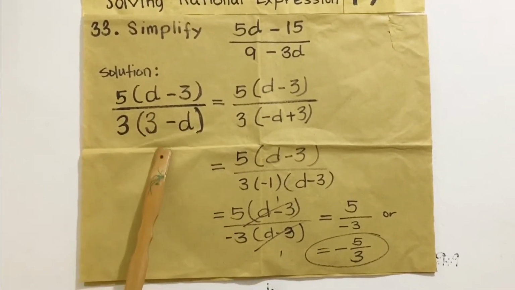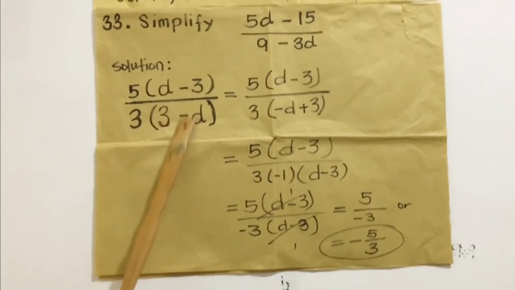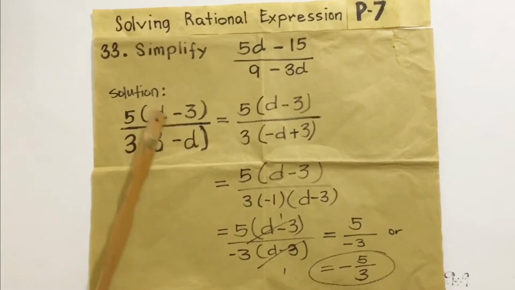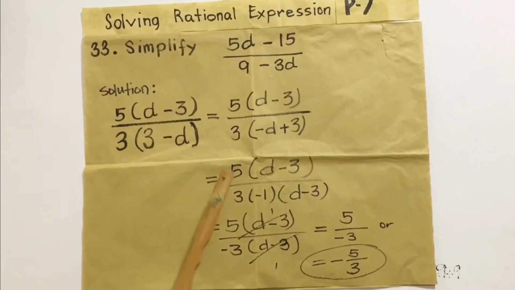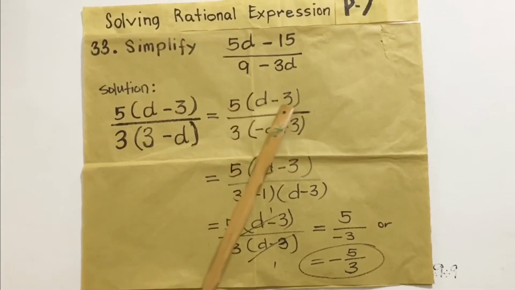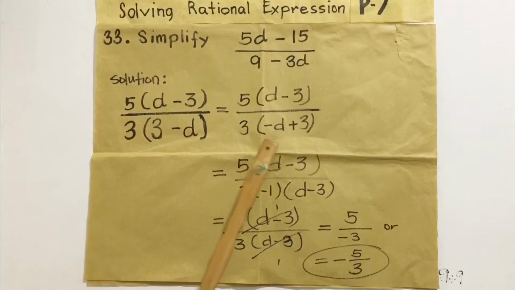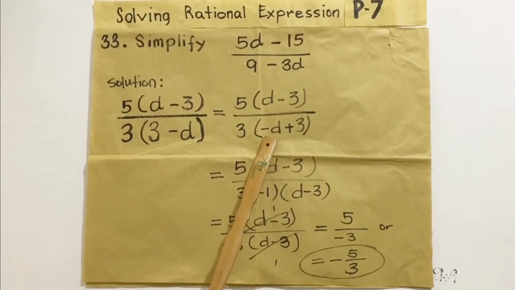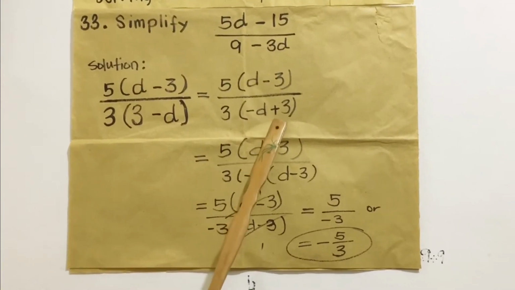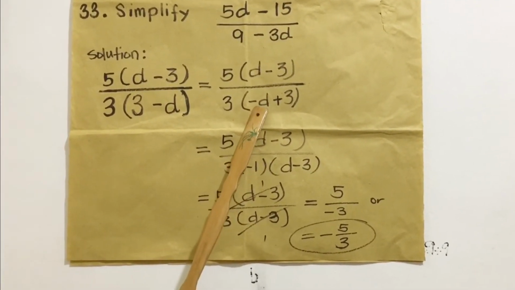After this, our problem: we have to invert this binomial, to make it the same so that we can cancel. So first, copy the numerator, and the denominator we're going to invert. That's why negative d is the first term and positive 3 is the second term. Now, we cannot cancel because the sign is negative for d.